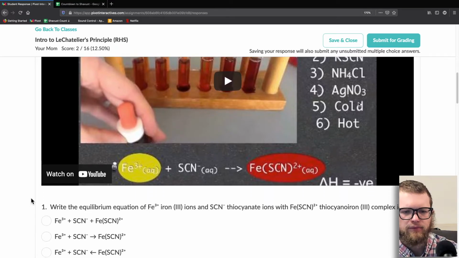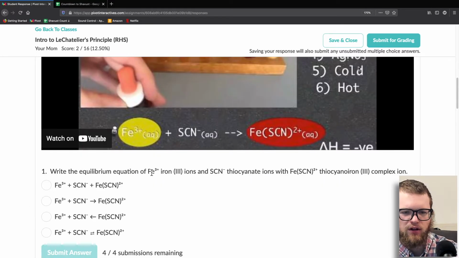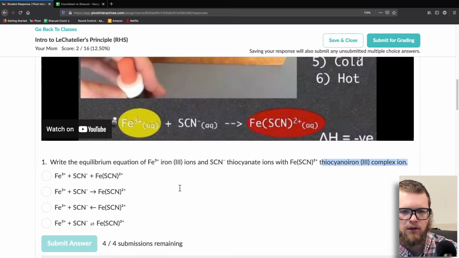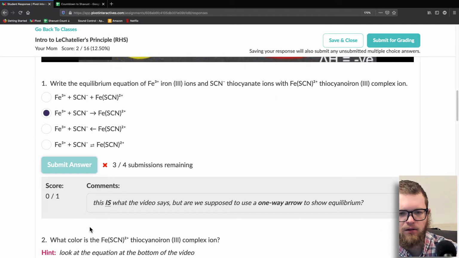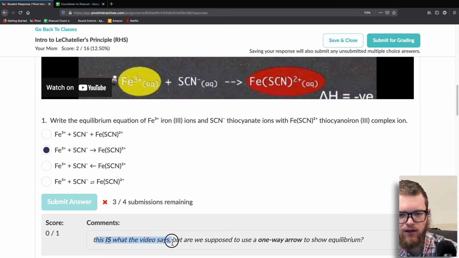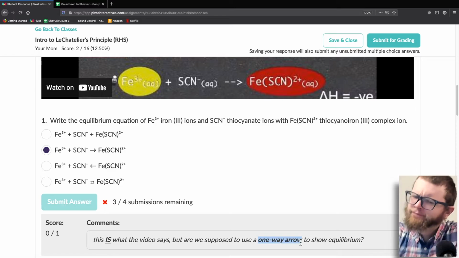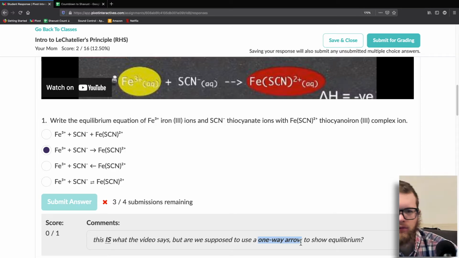All right. So write the equilibrium equation of the Fe3+ iron 3 ions and the SCN- thiocyanate ions with FeSCN2+ thiocyanoiron 3 complex ion. Okay. Oh, hey, there's an equation right there. That looks exactly like this one here, so that's got to be the right one. What? Oh, this is what the video says, but are we supposed to use a one-way arrow to show equilibrium? I don't think so. So let's find the right answer.